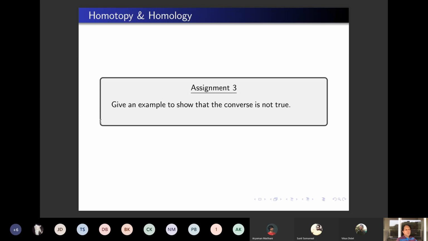So what you have to do, to give an example, is construct a path such that for every alpha outside omega, index of alpha with respect to gamma 1 is equal to index of alpha with respect to gamma 2. But gamma 1 is not homotopic to gamma 2. Okay, so this is the assignment.